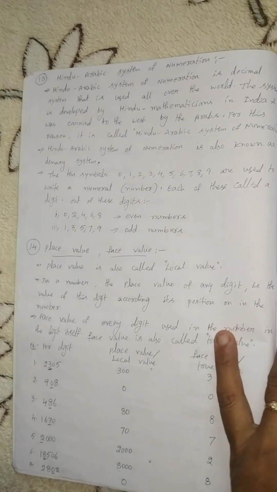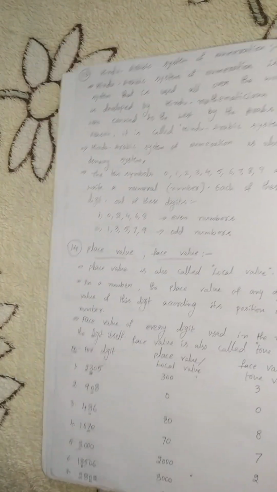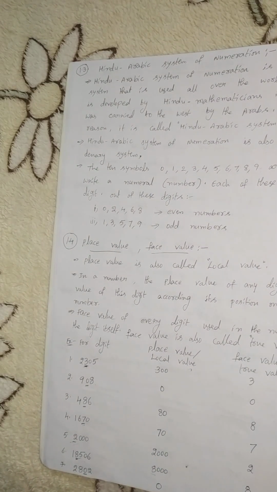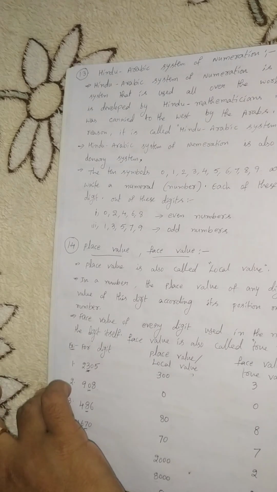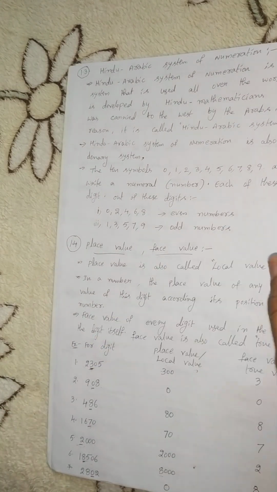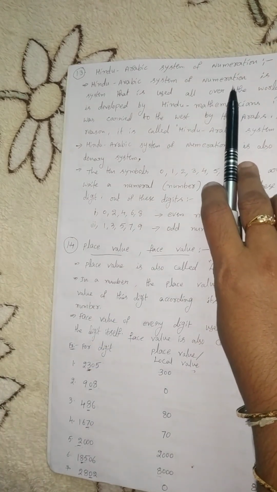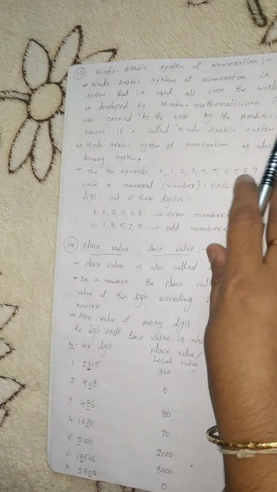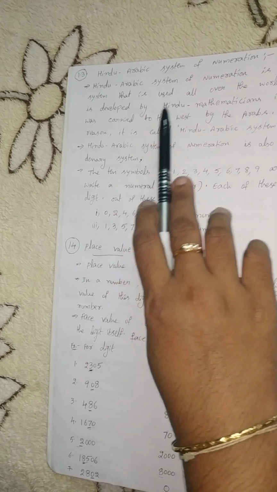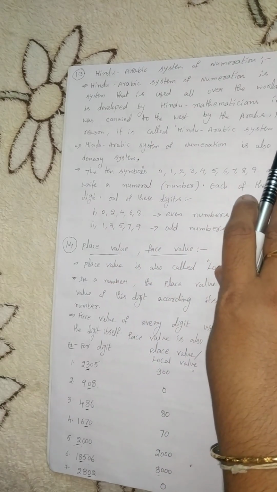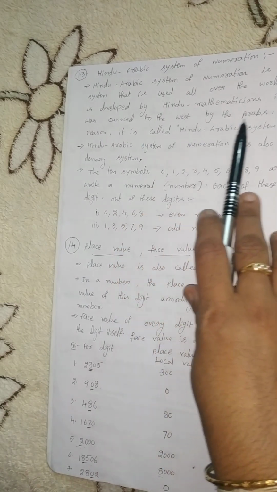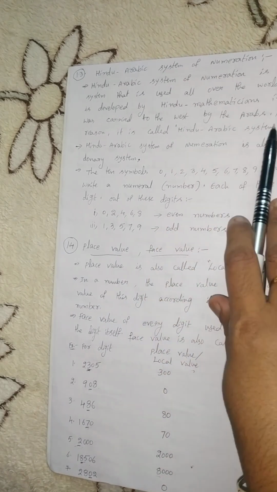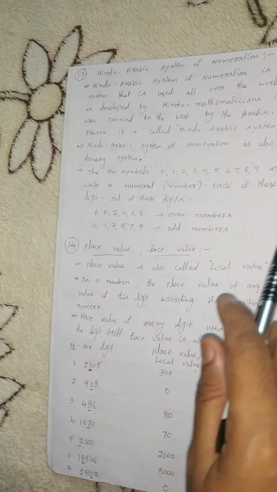Next we will discuss what is the Hindu-Arabic system of numeration. Why is it called the Hindu-Arabic system of numeration? The Hindu-Arabic system of numeration is the decimal system that is used all over the world. The system was developed by Hindu mathematicians in India and was carried to the West by the Arabs. So it is called the Hindu-Arabic system of numeration.